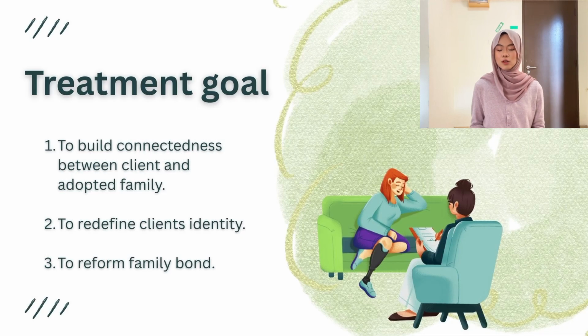Next is treatment goals. There are three treatment goals to focus on creating positive changes within the family. The first goal is to strengthen the connection between the client and adoptive family, helping them build a secure and trusting relationship. The second goal is to support the client in redefining their identity, allowing them to embrace the adoption story in a healthy way. Lastly is to improve family relationships by fostering a more supportive family environment.